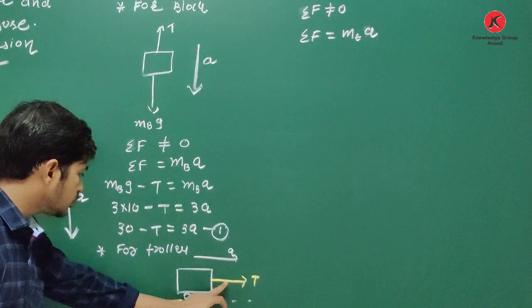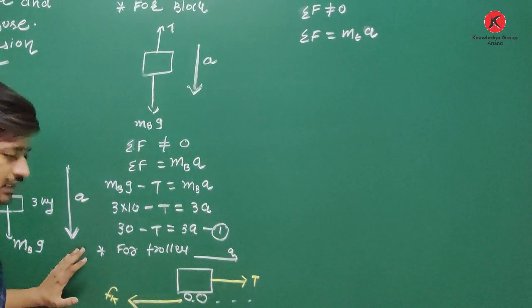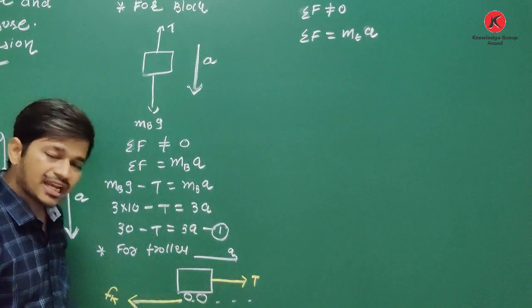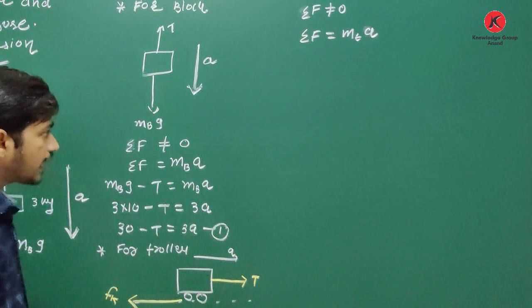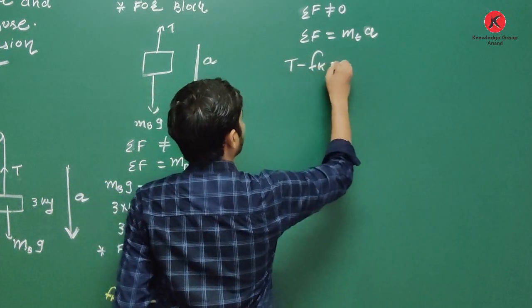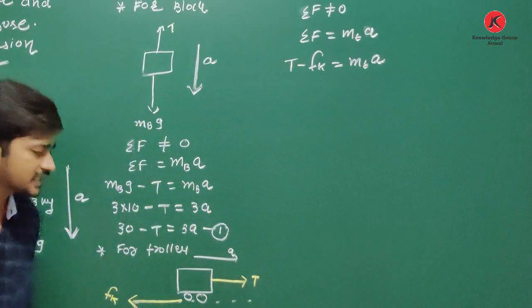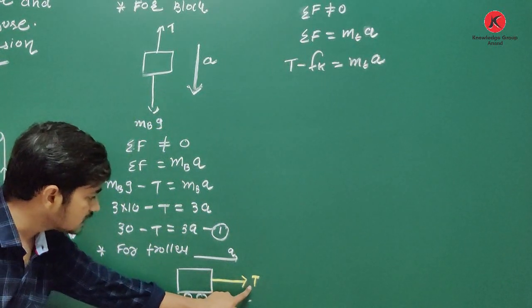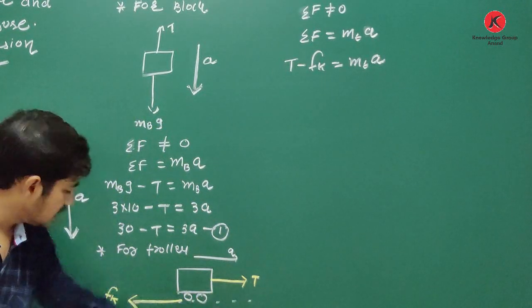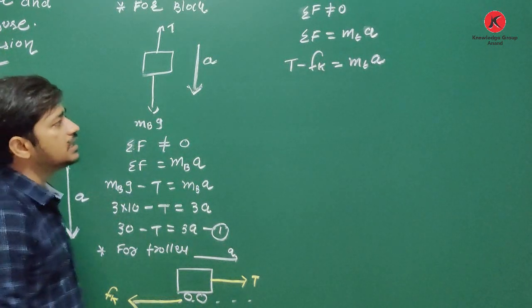So yes, here two forces are acting. One is T and one is Fk. T and Fk are in opposite directions. Then how to write sigma F? It is T minus Fk is equal to m_t a. Why T minus Fk? Because the acceleration is in the direction of T and Fk is in the opposite direction. Clear about this? So yes, it is T minus Fk.